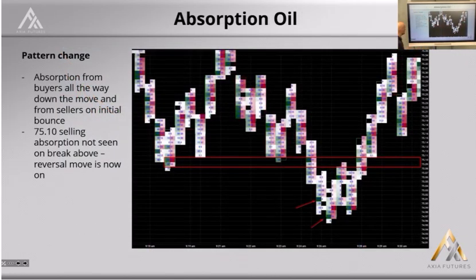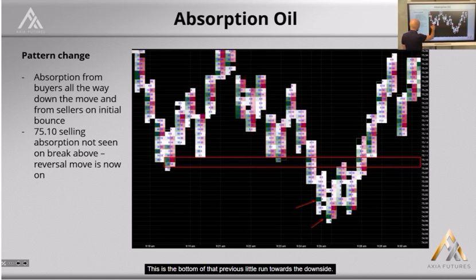So what changes? Well, we start to see a little bit of change in the seller's behavior. That's the first thing. This is the bottom of that previous little run towards the downside. But now what you start to see is sellers becoming more passive. And you're actually starting to see the darker red beginning to appear. Sellers are now the ones that are essentially stopping the move on a bounce.